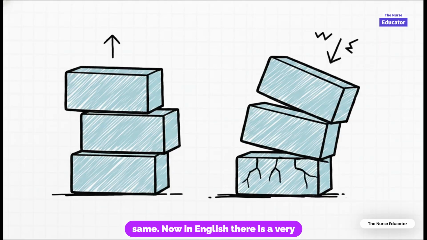Now in English, there is a very strict building code you've got to follow, and it's called the SVO order. Subject plus verb plus object. For example, he obtained degree. He is our subject acting, obtained is our action verb, and degree is the object receiving that action. If you mess with this fundamental order, well, your building starts to lean, your reader gets totally confused, and your entire message can just collapse.